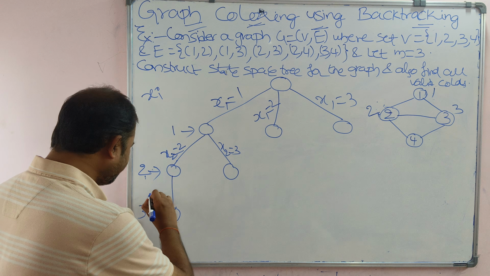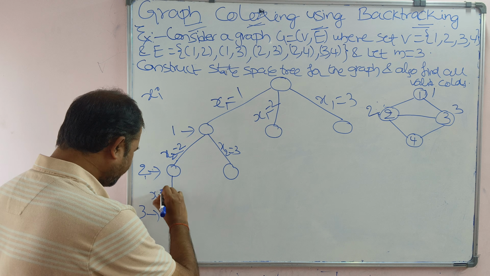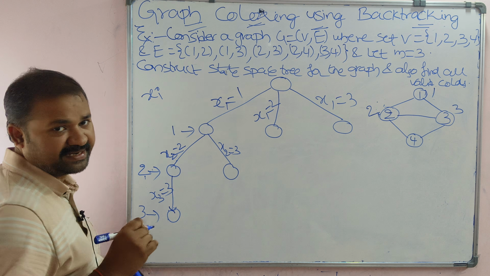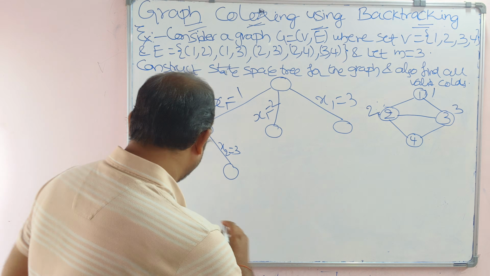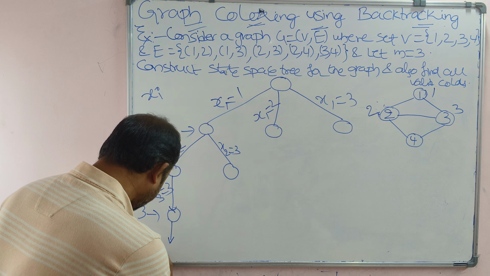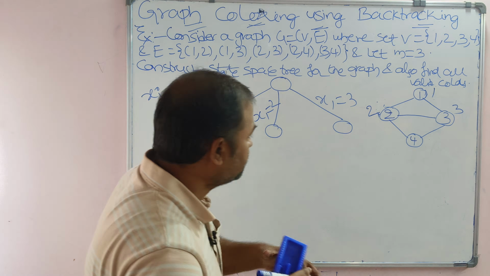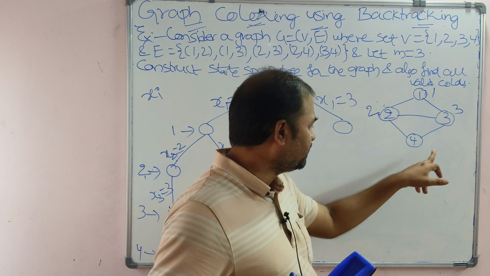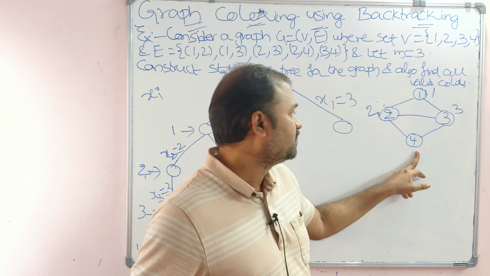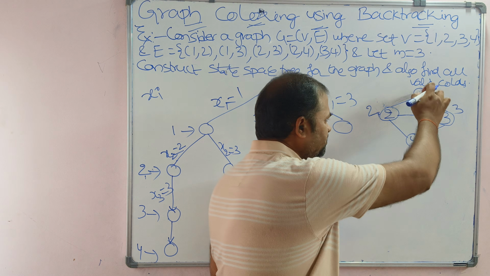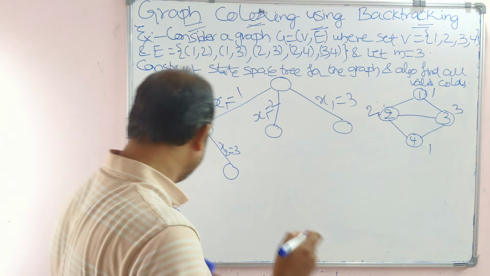So here the solution is represented by x3. x3 is equal to which color we are using? Third color, color 3. Next, let us focus on the last one, the fourth vertex. Here we can't use the second color and third color for coloring the fourth vertex. We can use the first color. There is no problem. Why? Because these two are not adjacent vertices.